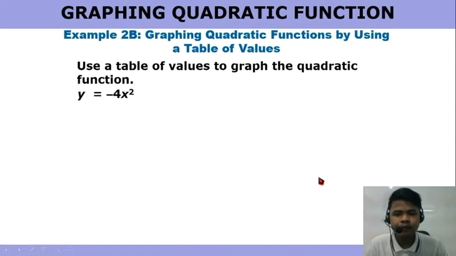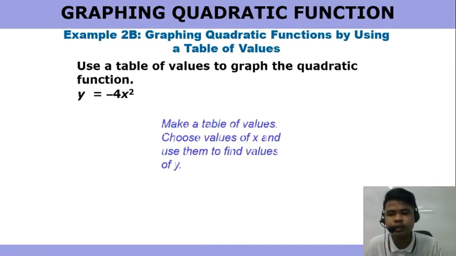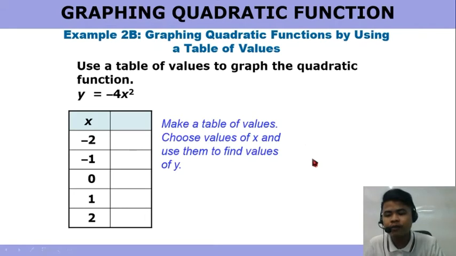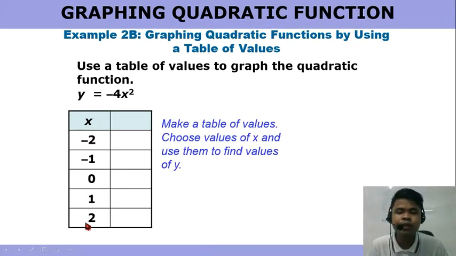We have another example here. Use table of values to graph the quadratic function. Okay, the same pa rin yung process. Maglagay ka ng value ng x, 0 yung nasa gitna. Negative 1 yung nasa taas, negative 2 yung nasa taas ng negative 1, sa ilalim ng 0 is positive 1, then sa ilalim ng 1 is positive 2.